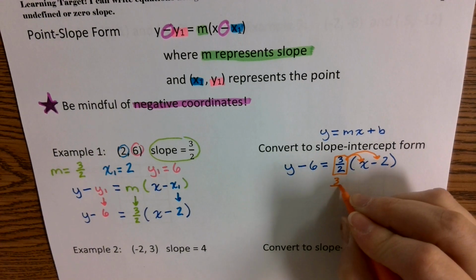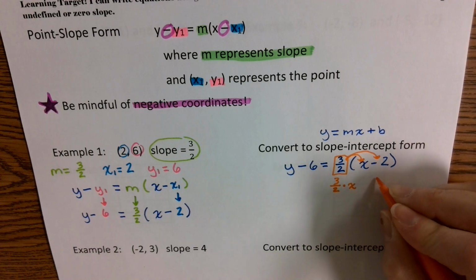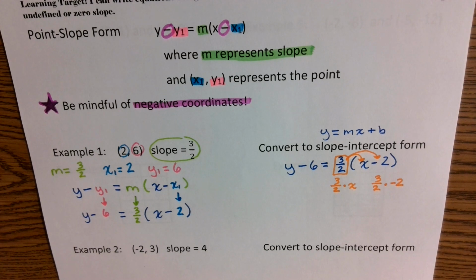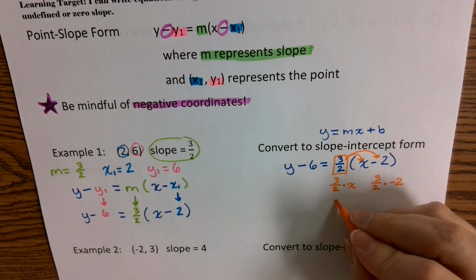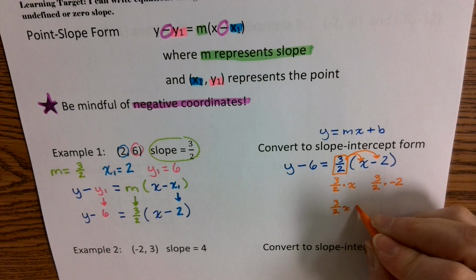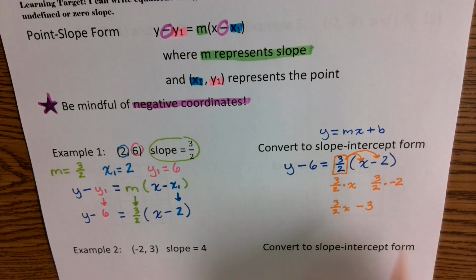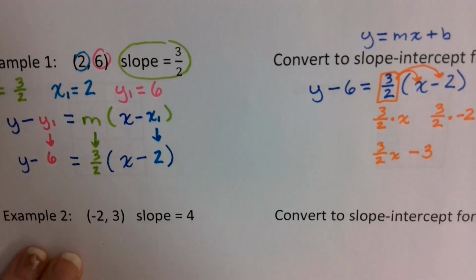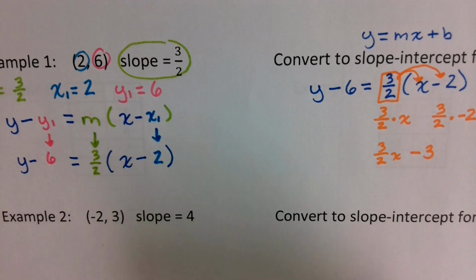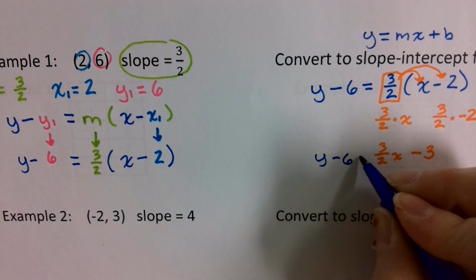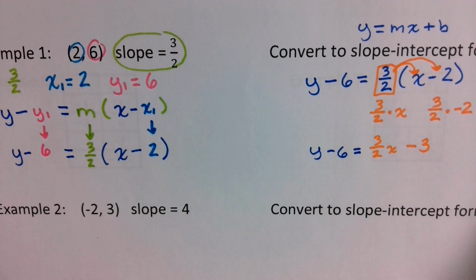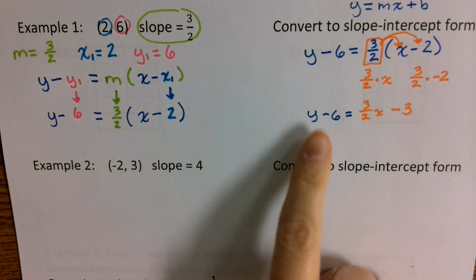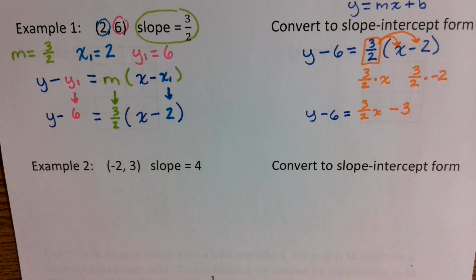So we're doing 3/2 times x. We're also doing 3/2 times -2. Okay, once we've done that, we now have 3/2 x minus 3, because 3/2 times -2 gives us -3. Now, we still have this y minus 6 on the other side. So y is currently not isolated yet. We still need to continue getting that y isolated. So what do I have to do to get y by itself?